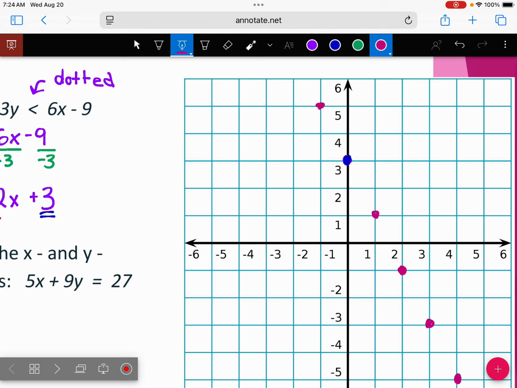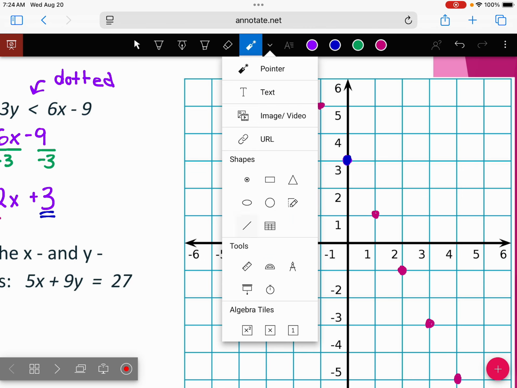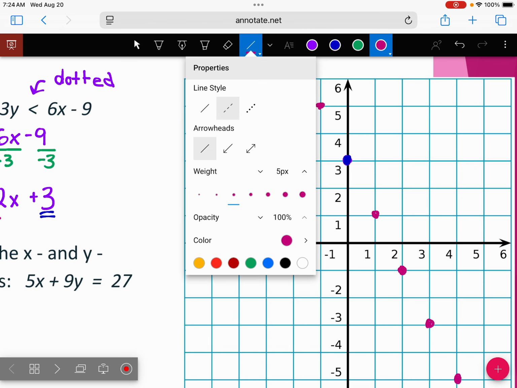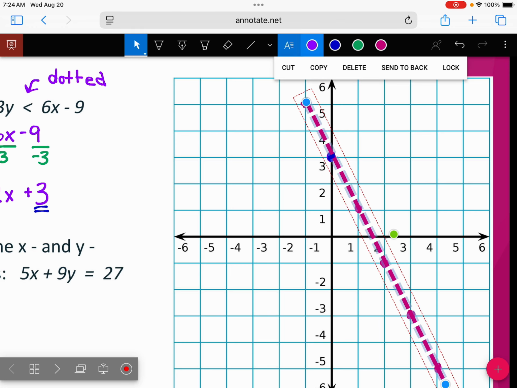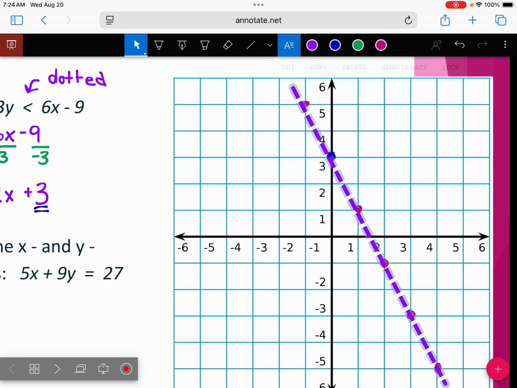All right, so that gives us our line that we're going to connect up with a dotted line. So make sure we're being careful on that, because it should look like this. We've got our dotted line.